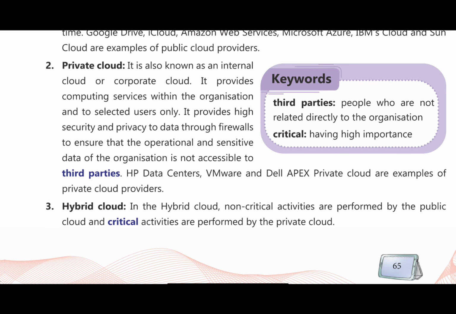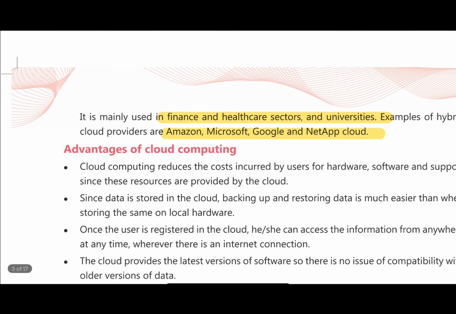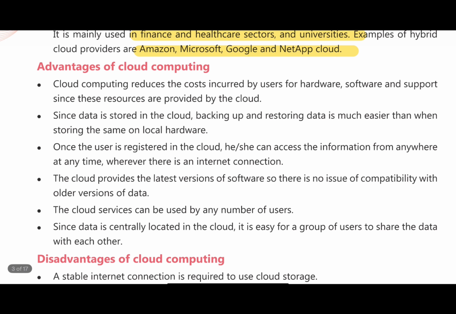We haven't seen the private one. See, private examples are HP Data Center, VMware, and Dell Apex Private Cloud. These are the examples of private cloud services. Understood? Now let's see the advantages. See, these are the more lengthy points. I will shorten them for you.